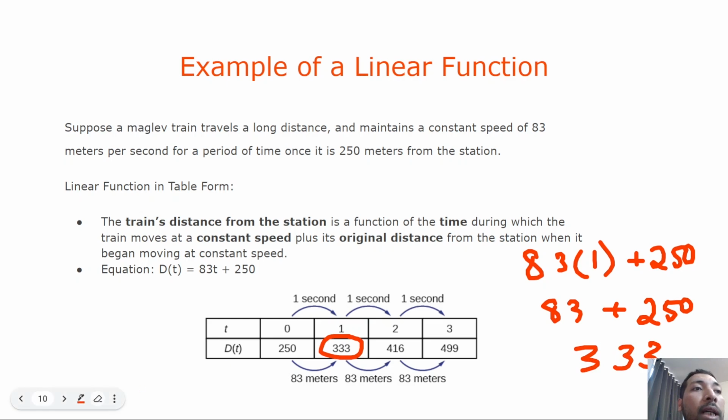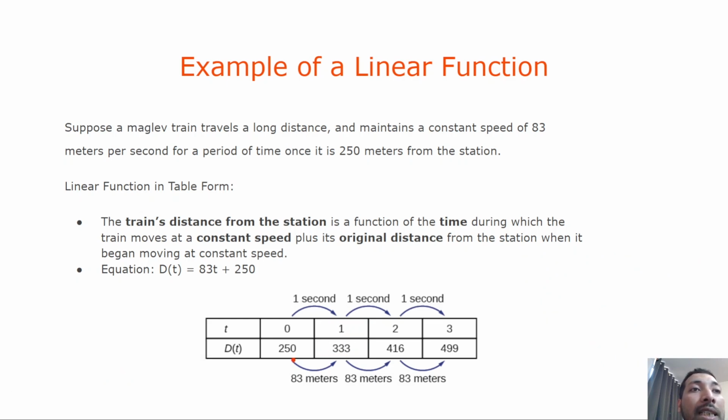Each time we can see that the function is increasing by the magnitude of this constant rate, 83. So from 250 to 333, we are just adding 83. Again, from 333 to 416, we are adding 83. And from 416 to 499, we are adding 83.